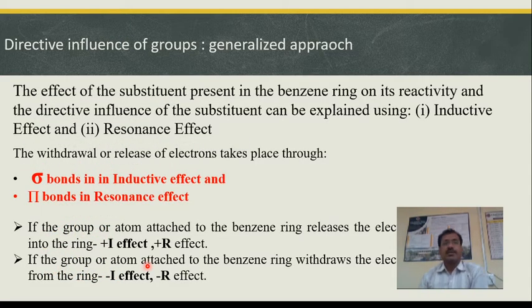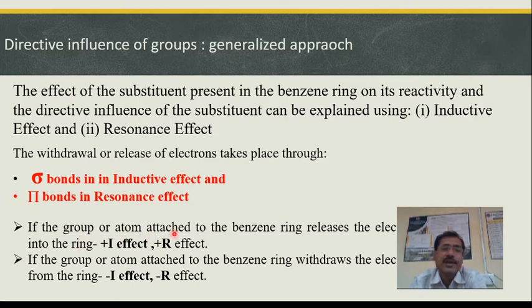Moving ahead, first of all, we will develop a generalized approach. We all know that the effect of a substituent present on the benzene ring on its reactivity and the directive influence of the substituent can be explained on the basis of inductive effect, resonance and hyperconjugation. The word hyperconjugation is missing here. So these three effects will be useful, and we all know that electron displacement can take place. Electron displacement means withdrawal or release of electrons can take place through sigma bonds in the inductive effect and pi bonds in the resonance effect.